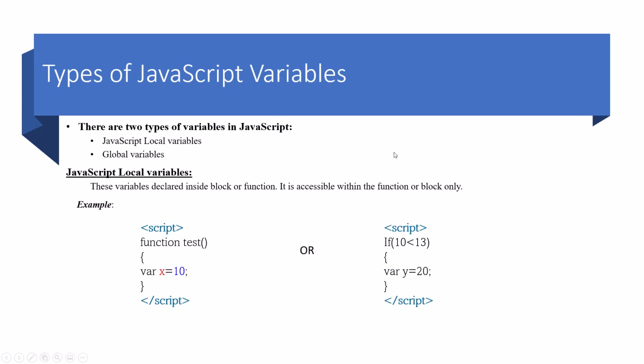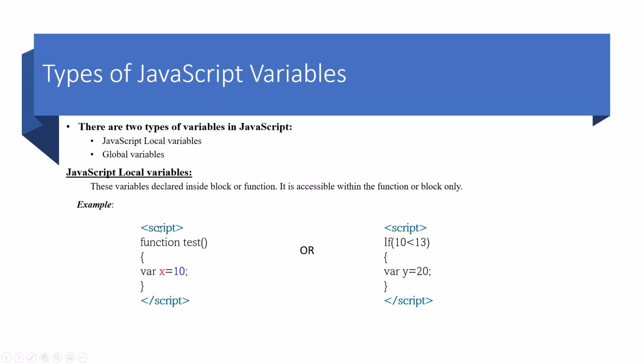There are two different types of variables in JavaScript. One is the local variable, the other one is the global variable. Local variables are declared inside a block or function, and they are accessible within that function or block only. We cannot access a local variable outside that function or block. Here one example is given, one for the function and one for the block.